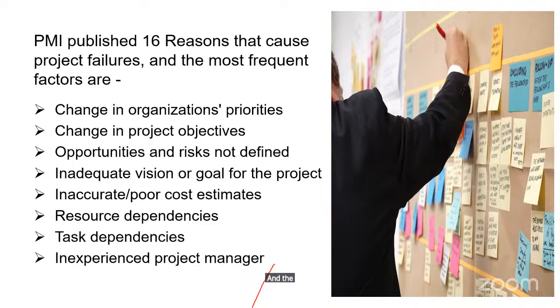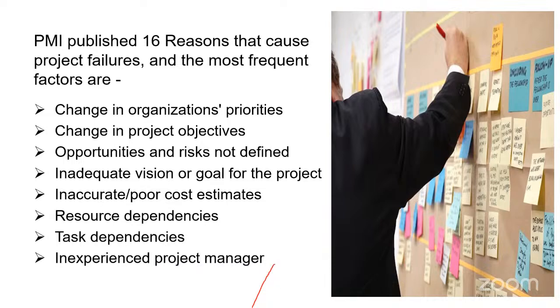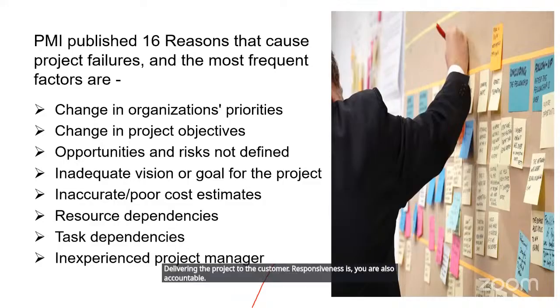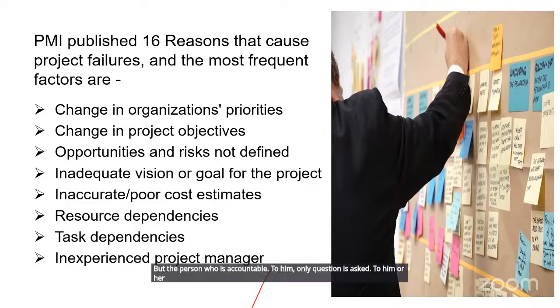And the last one is inexperienced project manager. This is one of the most important things which you need to see. As a project manager, you are the single person responsible for delivering the project to the customer. Responsible in the sense you are also accountable. Accountable for delivering the project to the customer. All the other people are responsible, including yourself. But the person who is accountable, to him only question is asked. To him or her, the question is asked, why the project failed?